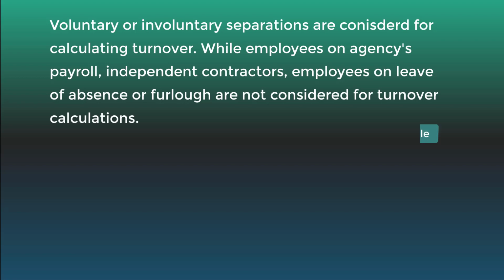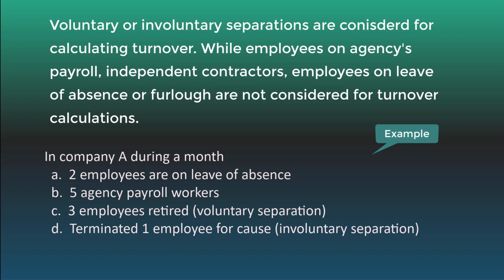Now let's take an example to calculate turnover rate. Consider that in company A, during a month, two employees are on leave of absence and five are agency payroll workers, while three employees have retired and one employee has been terminated for cause. Based on the discussion, we include the employees at serial numbers C and D. So the number of separations is 4, which will be used for calculation of turnover rate in this example.